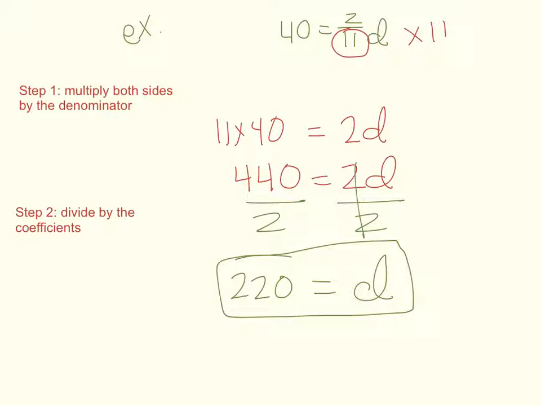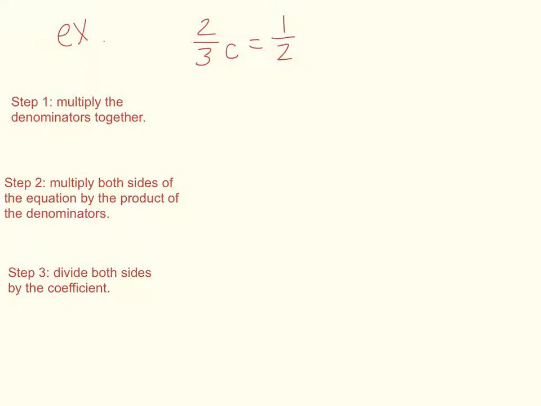Okay, so just a quick review. What I did is I multiplied both sides by the denominator. When I multiplied 2/11ths d by the denominator, it left me with just the numerator as my coefficient with 2d. And then 11 times 40 gave me a numerical value of 440. Once I had 440 equals 2d, I just divided by my coefficient on both sides, leaving me with 220 equals d.